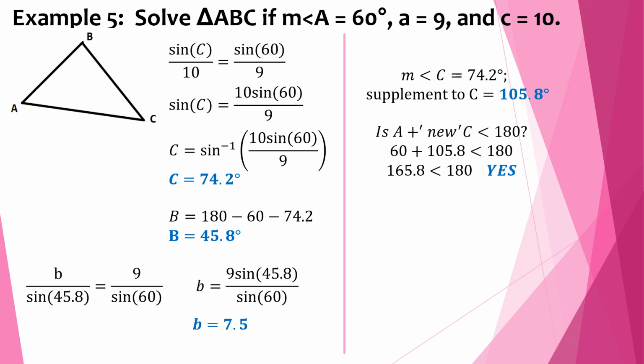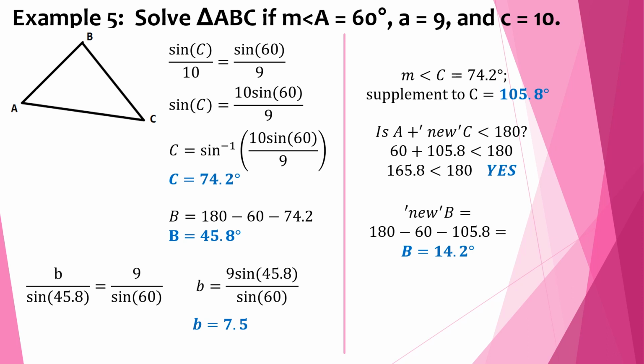So we're going to look at the original A, that's given, 60 degrees, plus our new angle C, the supplement, 105.8. Is that less than 180? Definitely. 165.8 is definitely less than 180. That means we can now solve for a second triangle, first getting the measure of angle A.